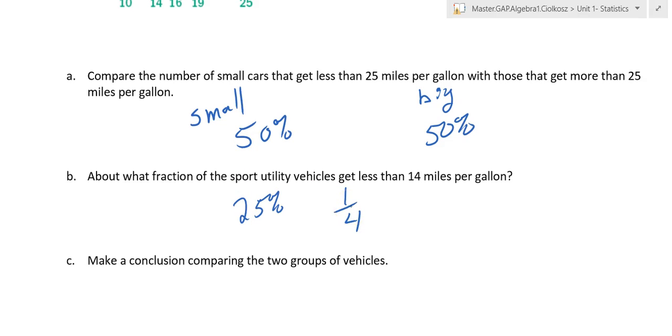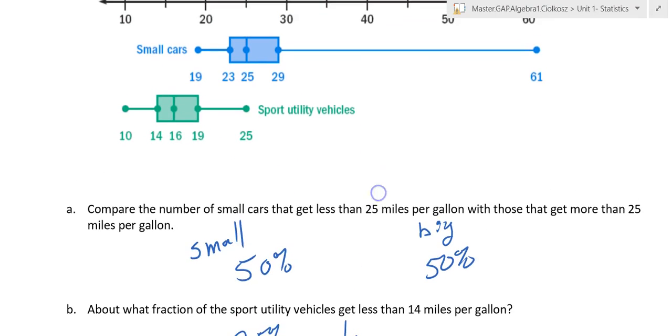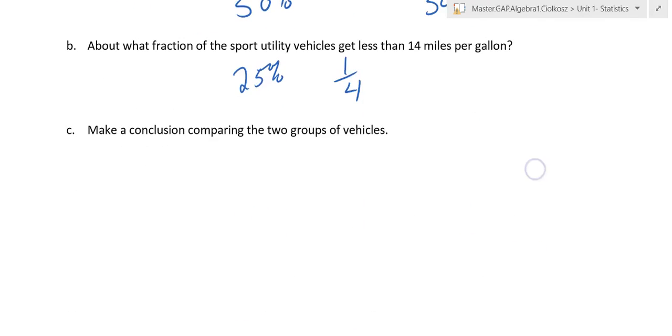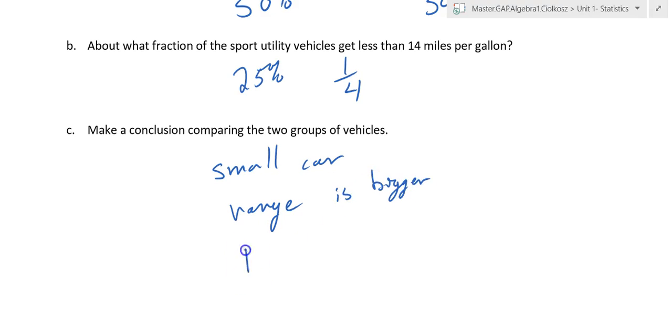Conclusion comparing the 2 groups of vehicles. Well, one conclusion I could say is that small cars have a much bigger range, like it's more spread out. So I could say the range of small cars is much bigger than that of sport utility vehicles. So small car range is bigger than a sport utility vehicle, so I'm just going to abbreviate SUV.